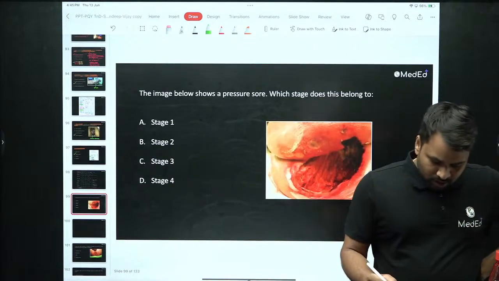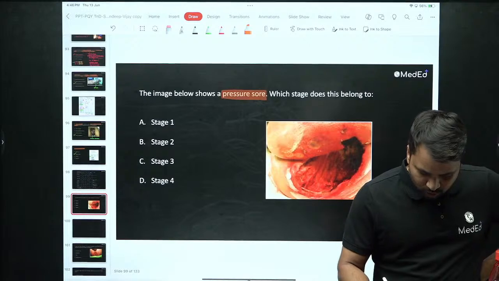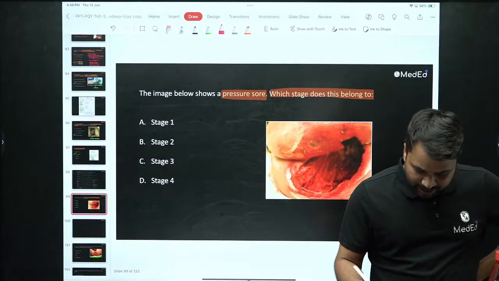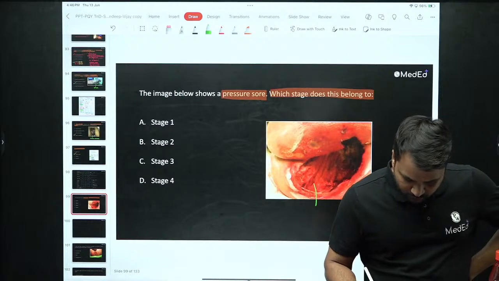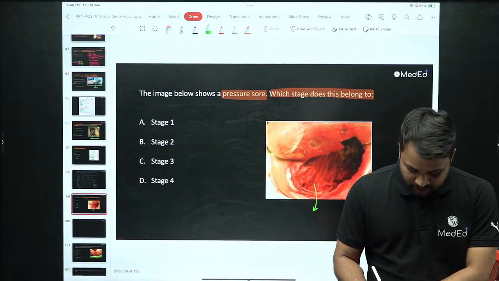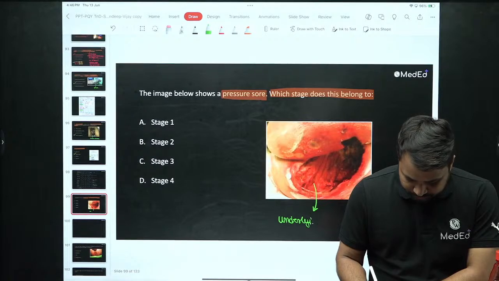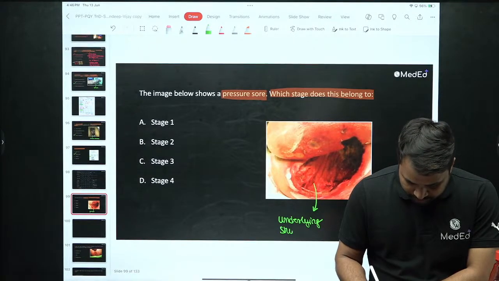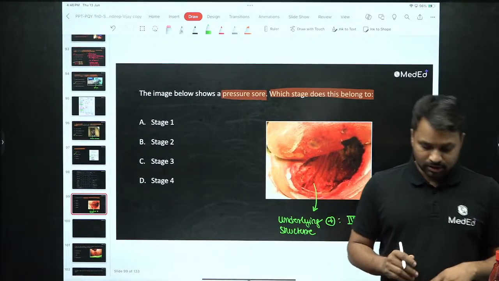Now, okay, so what do we have? The image is shown as a pressure sore. What is the stage that is to be given? As you can see here, there is involvement of underlying structure. If the underlying structure is involved, it is called a grade 4 pressure ulcer, right?